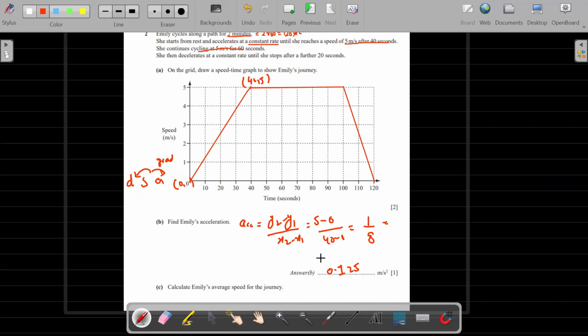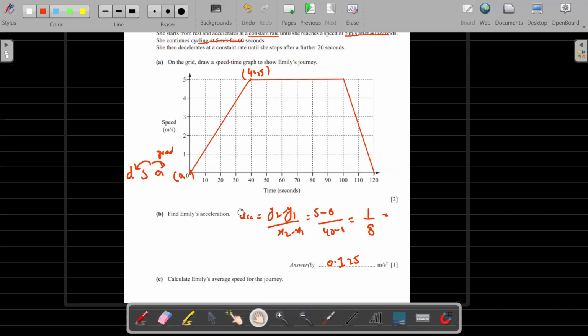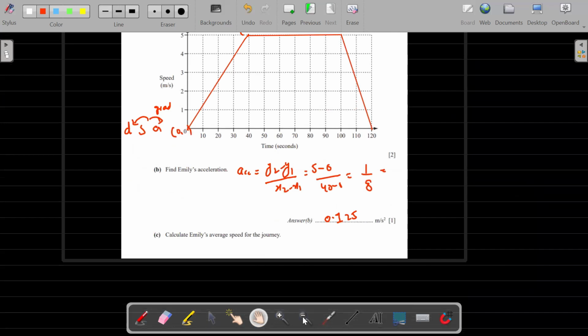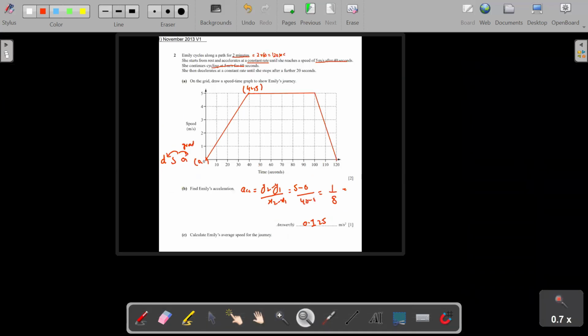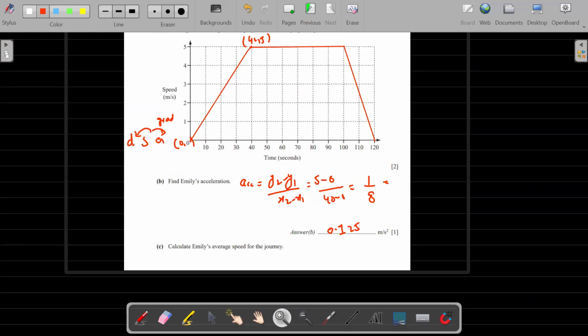The next question is Emily's average speed for the whole journey. How to calculate average speed? Total distance over total time. So first I need to calculate my total distance. To calculate it, I need to divide this figure into its feasible shapes. One will be this one.